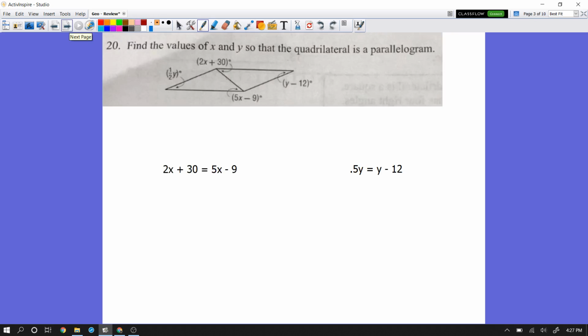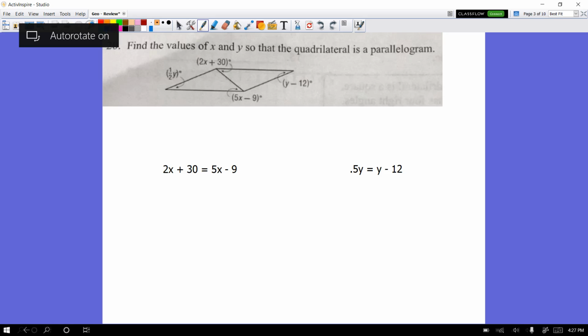Okay, so this is also using properties of a parallelogram. Yet again, whenever we have this line doing this, we have alternate interior angles. This angle is equal to this angle. That's why I wrote this the way I did.